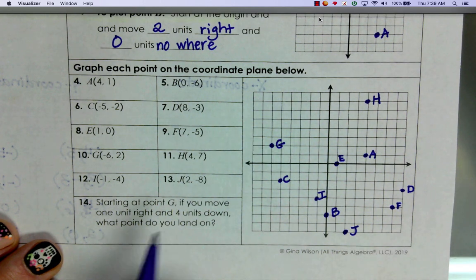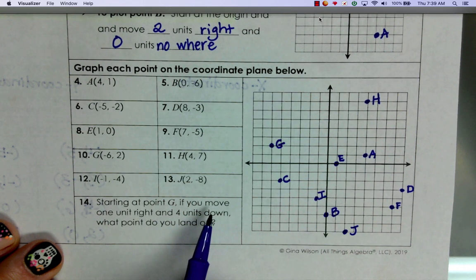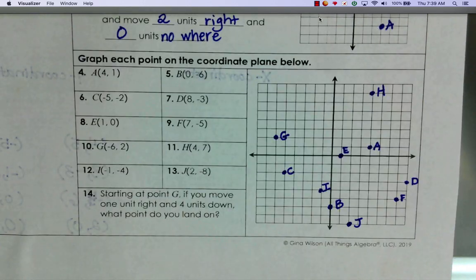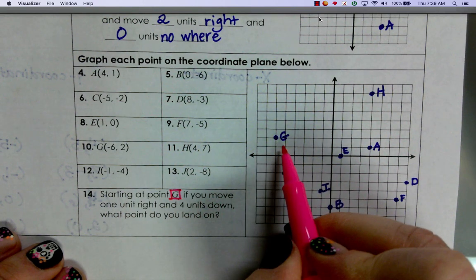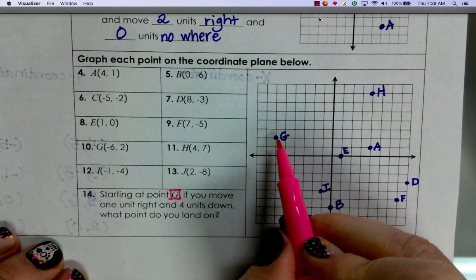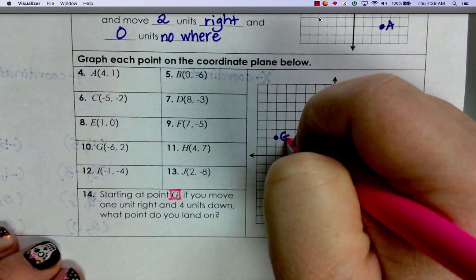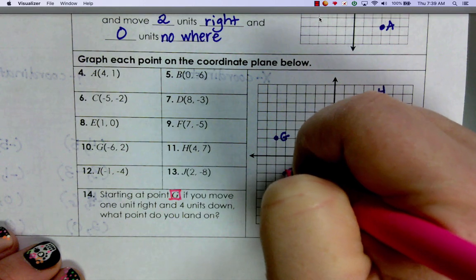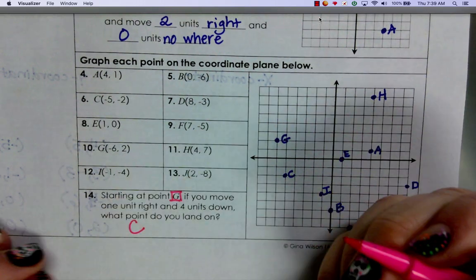Okay? So starting at point G, if you move 1 unit right and 4 units down, what point would you land on? So here's the thing. Okay, hear me out. This is like a thinker. Get another color. So we're going to go to point G, okay? And it says if from point G you move 1 unit to the right, and then 4 units down, 1, 2, 3, 4, what point do you land on? Yeah, C. There you go.